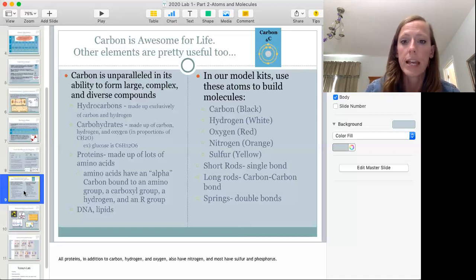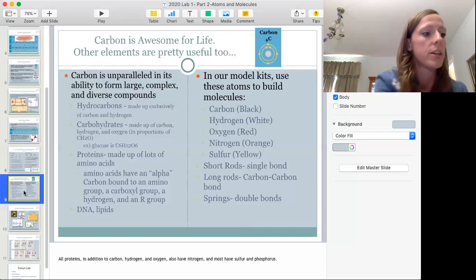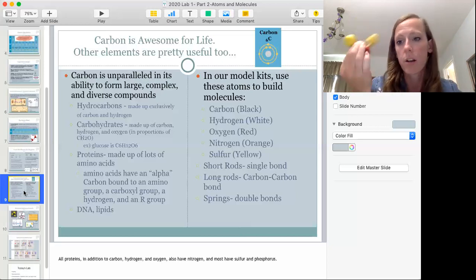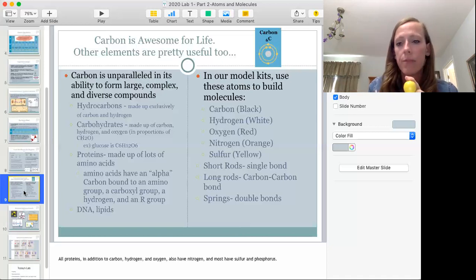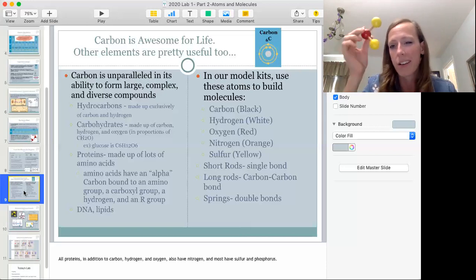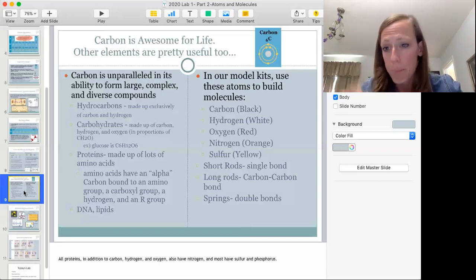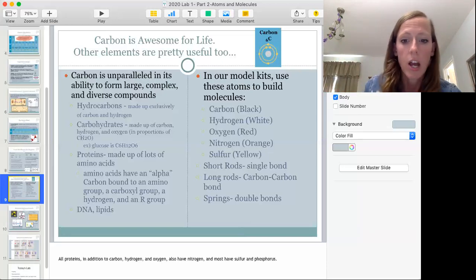So in our model kits, we can demonstrate some of the smaller examples of these molecules, but they can get so much bigger that we can't build them anymore because we've run out of balls and sticks. All right. But we traditionally have asked you to build these molecules in the lab to get a feel for how that works.